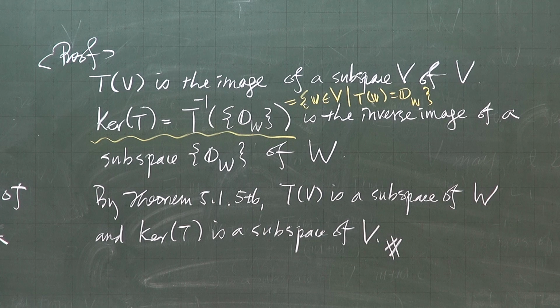Alright, the row space of an M times N matrix A is the span of the set of rows in A. So the row space is the subspace spanned by all the rows in A.